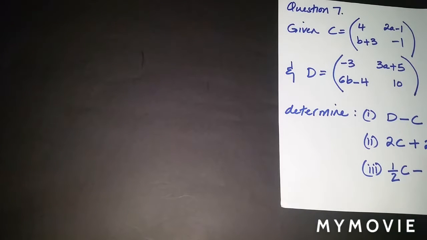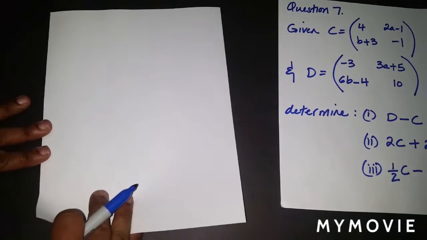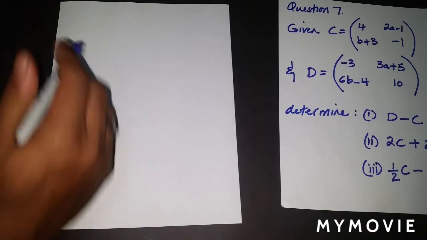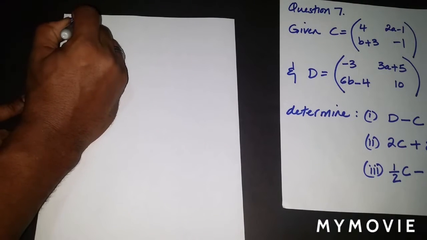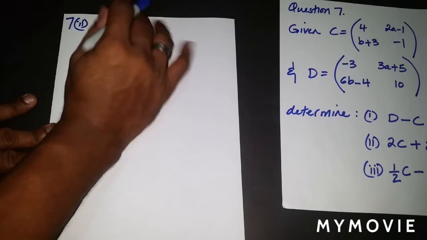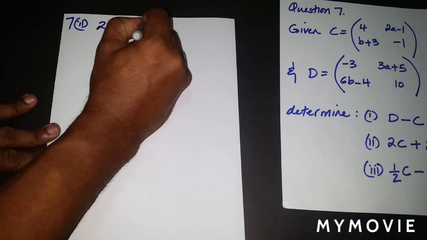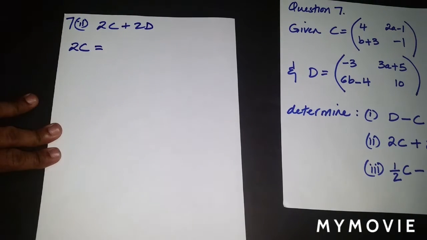Alright, so getting that out of the way, let's move on to part 2. We're still at question 7, part 2 now, where we're asked to find 2C plus 2D. And the suggestion is that you find 2C first.